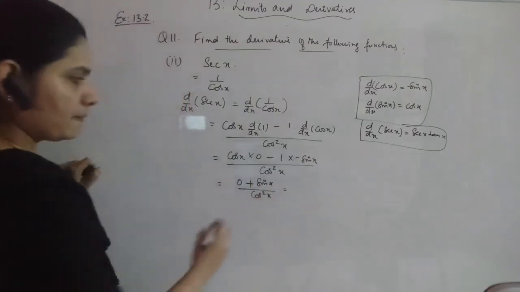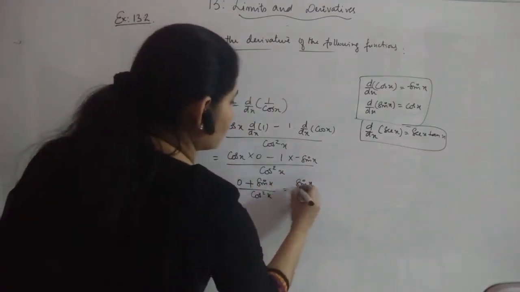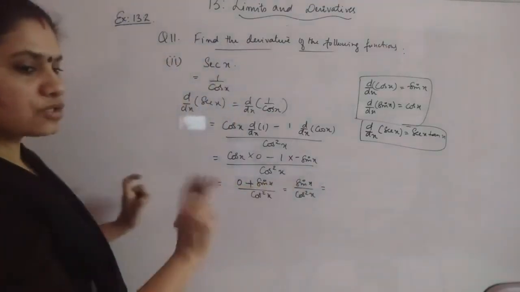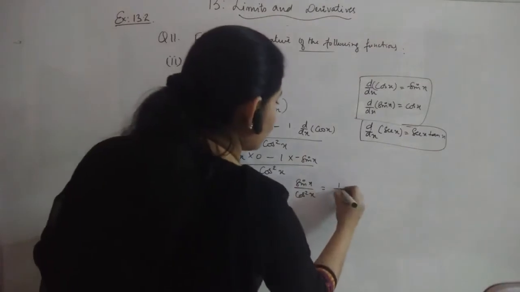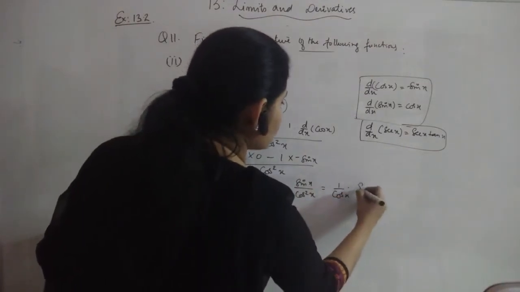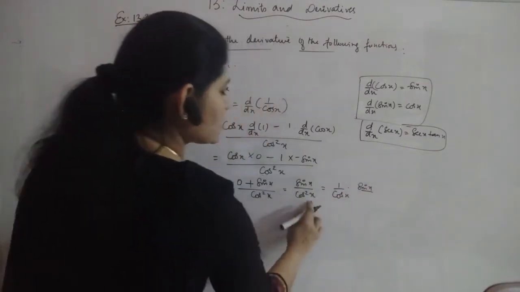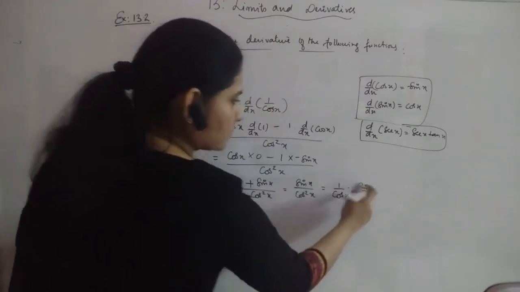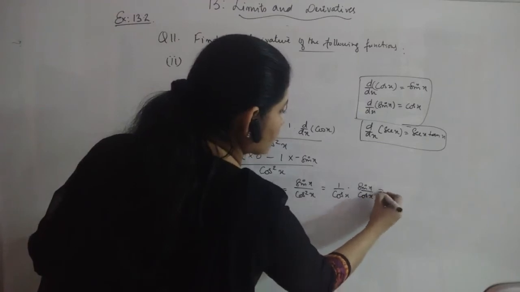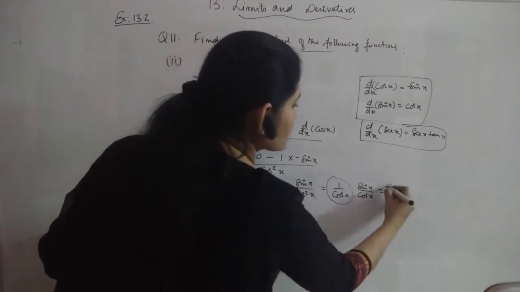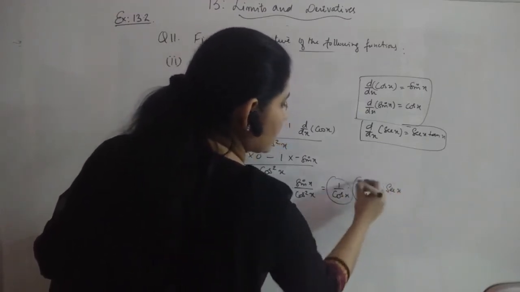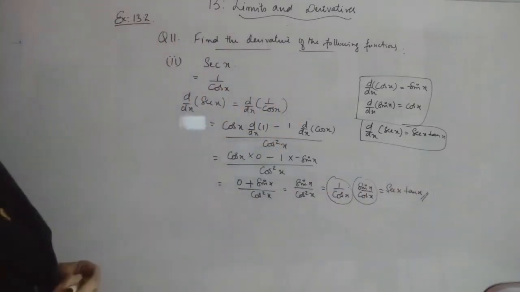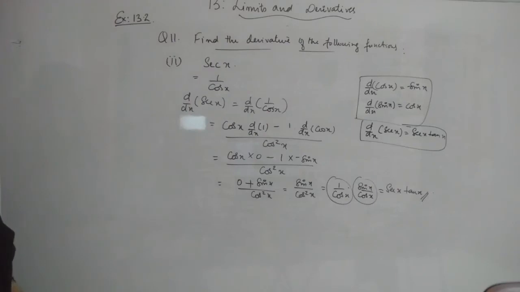This is what you are getting, that is sin x by cos square x. Now we are just splitting it into two terms, one is 1 by cos x, the other one sin x by cos x, that is, the denominator has been split as cos x into cos x. One is taken as 1 by cos x, the other one has sin x in the numerator. So this term will give you 1 by cos x, which is sec x, and sin x by cos x is tan x. So the derivative of sec x is sec x tan x.